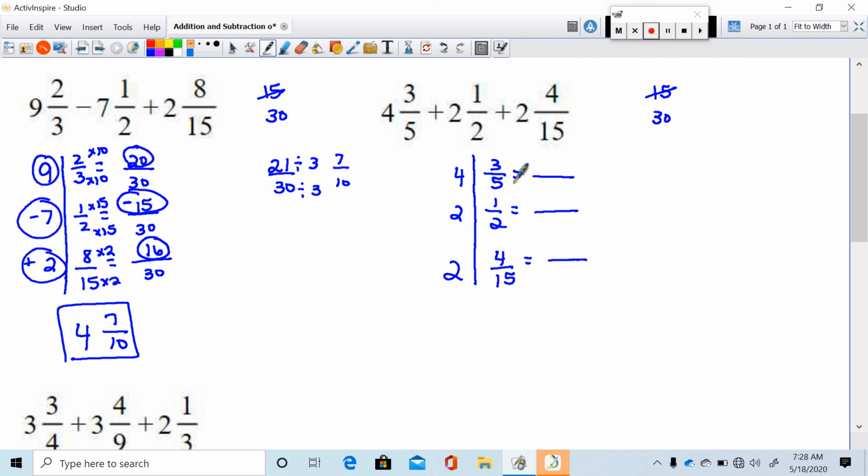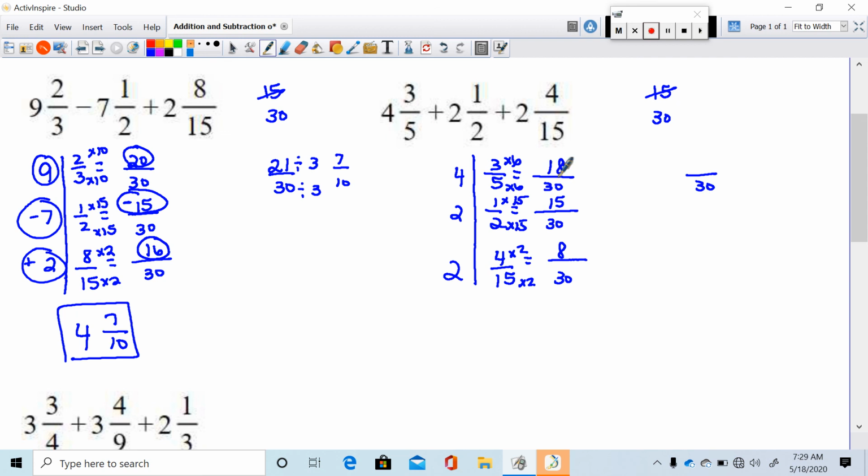Let's try that. 30 divided by 5 is 6. 30 divided by 2 is 15. So it does work for all of our numbers. Okay, let's go ahead and divide. 30 divided by 5 is 6. So multiply the top by 6. 3 times 6 is 18. 30 divided by 2 is 15, so we're multiplying by 15. 1 times 15 is 15. And 30 divided by 15 is 2, so we're multiplying by 2. 4 times 2 is 8. You keep your denominator of 30.